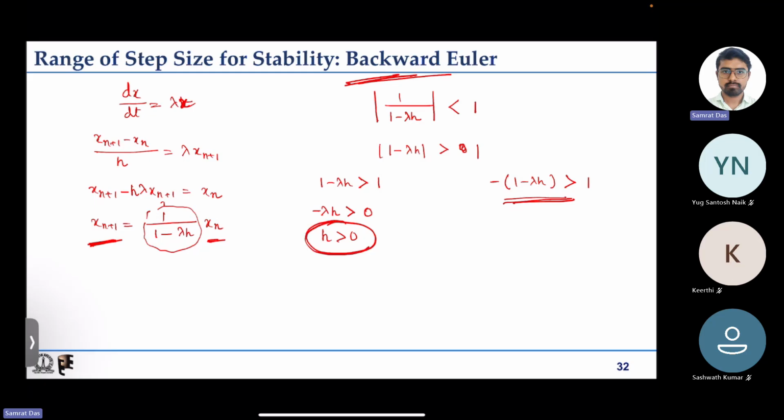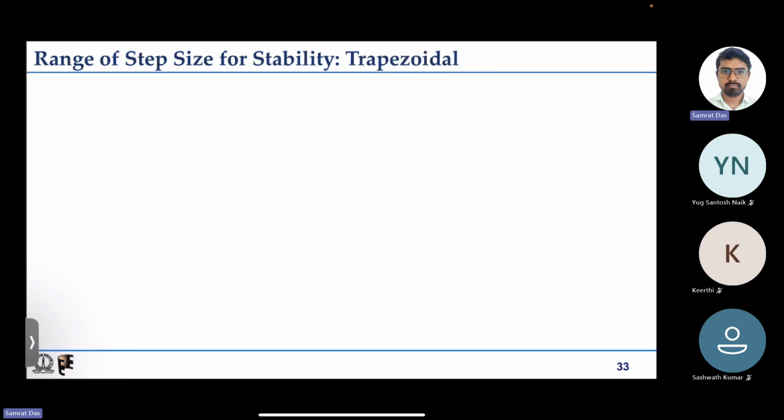So in this case, for backward Euler we find that for any positive value of step size, even as high as possible, the system never really goes into instability, right? Now let us evaluate it for the trapezoidal also.